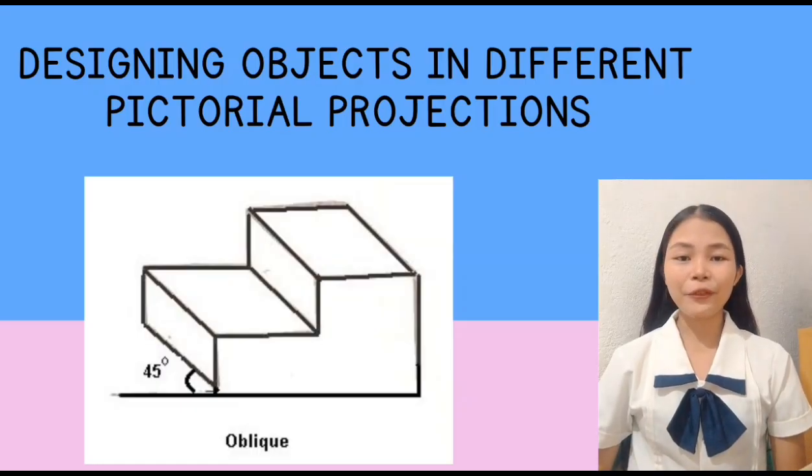Designing objects in different pictorial projections. Number 1 is oblique projection. As you can see in the picture, the front part of the object is drawn exactly the way it looks.